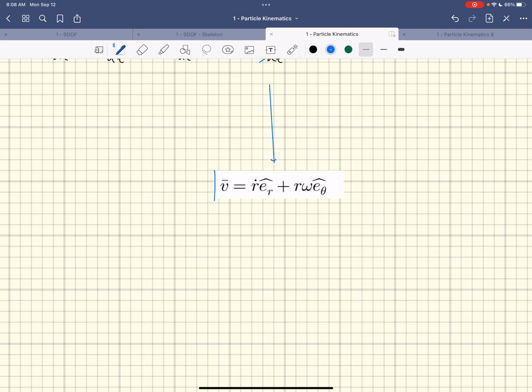The velocity is just r dot in the e_r direction plus r omega in the e_theta direction. So it's a little bit more complicated than the normal tangent case, where it was just r dot in the e_t direction. This time there are two components to the velocity. We have the velocity in the e_r direction, and then we also have this velocity associated with theta changing.